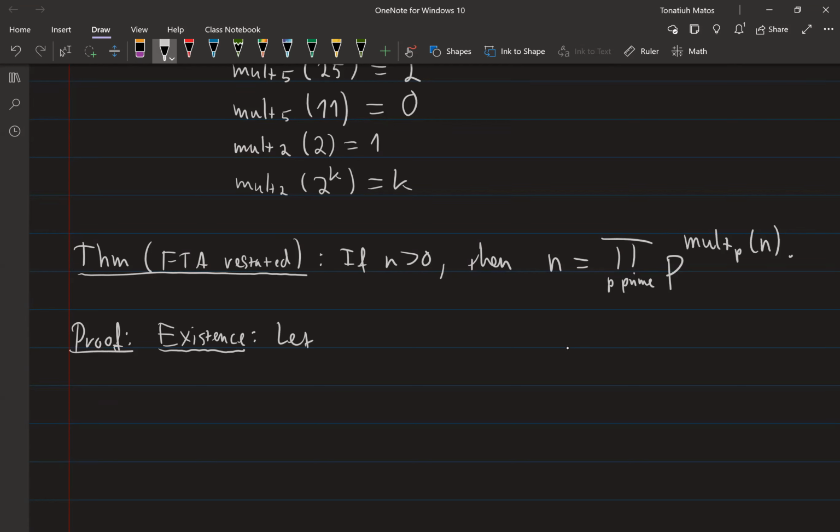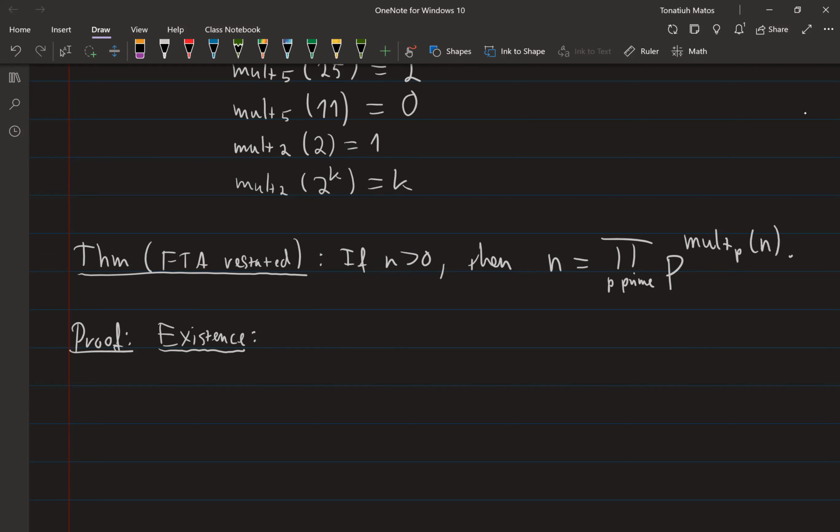So let n be bigger than 1 or bigger than 0. Strong induction, that's right. Strong induction is used for the existence part, and regular induction can be used for the other part. So how do we do this? Well, actually, instead of using strong induction, I think there's a much cleaner way. Like I said, these are all equivalent, but maybe we can use a slightly different argument.